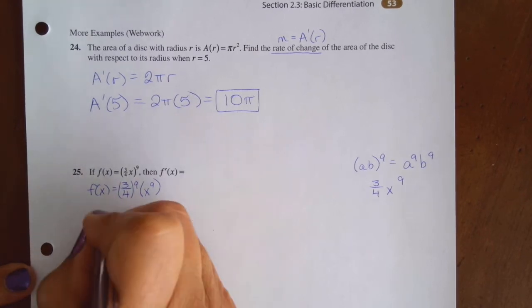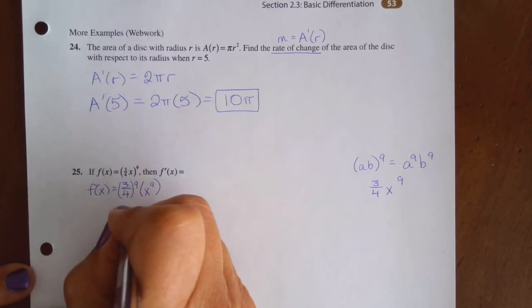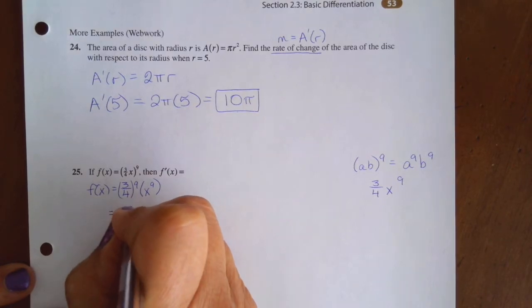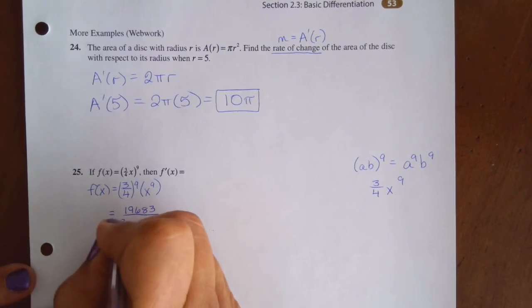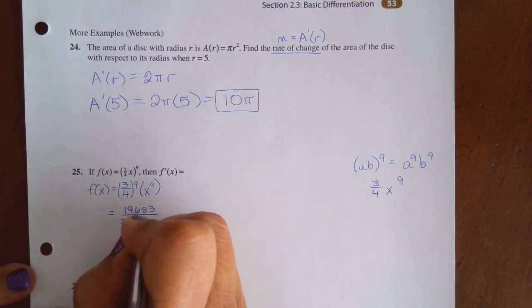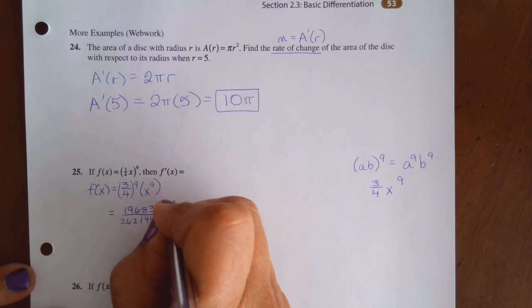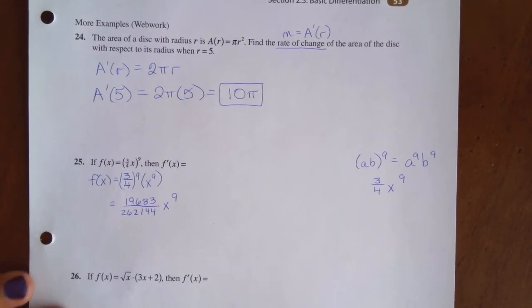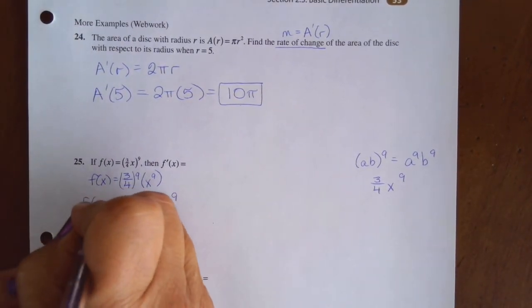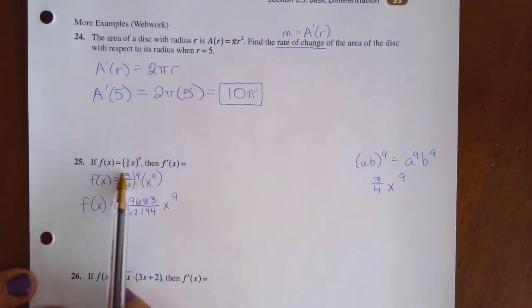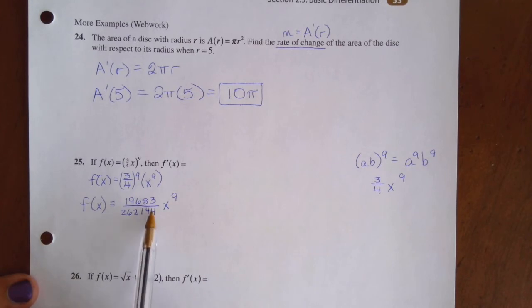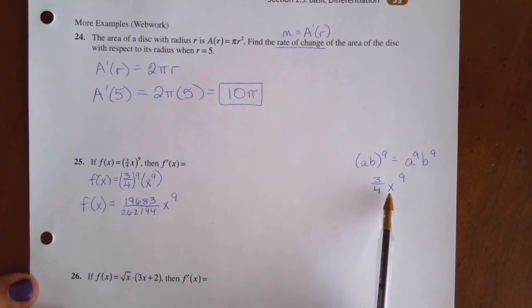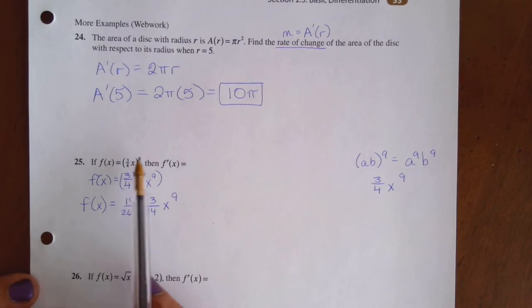So if I did that, 3 to the 9th power is 19,683. 4 to the 9th power is 262,144, x to the 9th. Now you can take the derivative of f of x. Now, I'm fine with you leaving it like this. WebWorks could leave it like that, so that's okay as well. I just want you to see that is totally different than this. Okay, when you have parentheses around numbers, everything in the parentheses gets raised to that power.